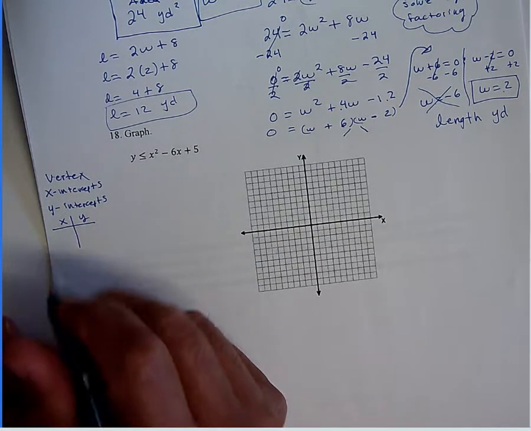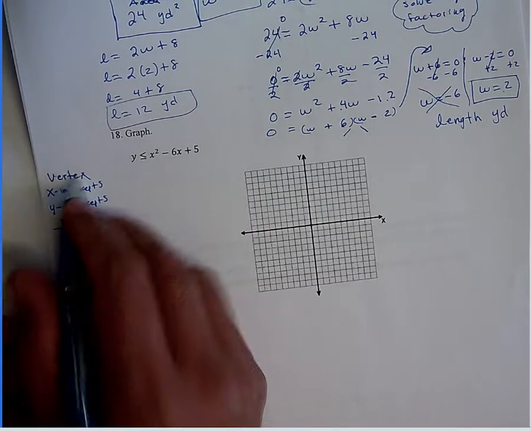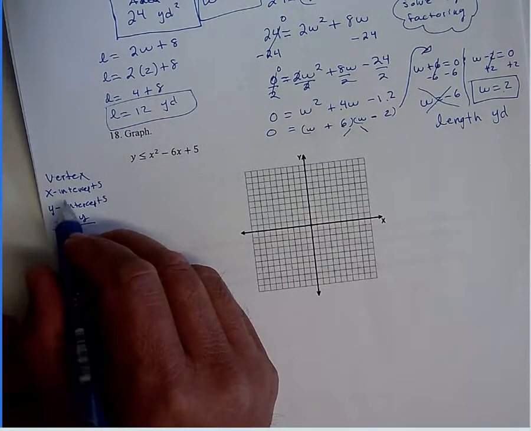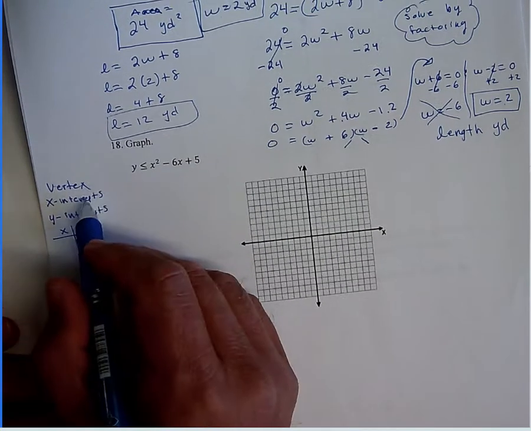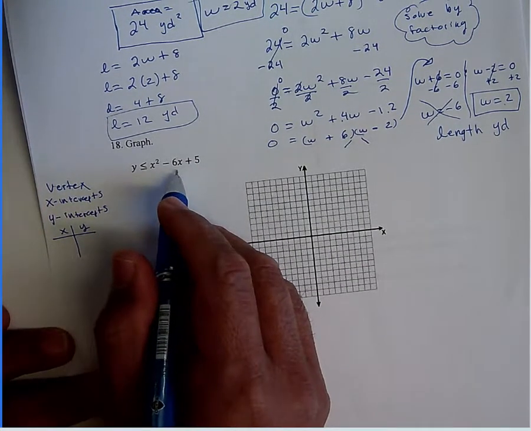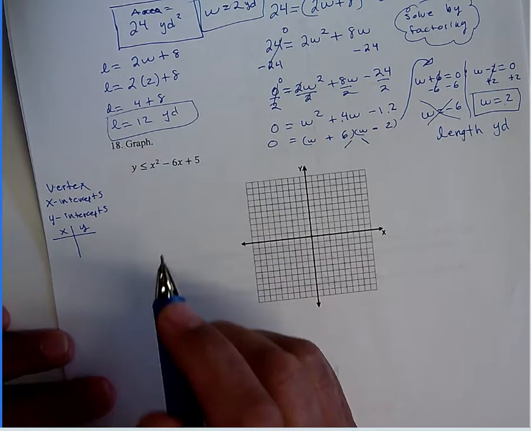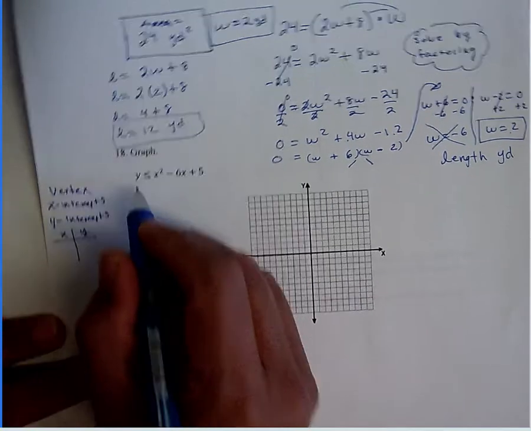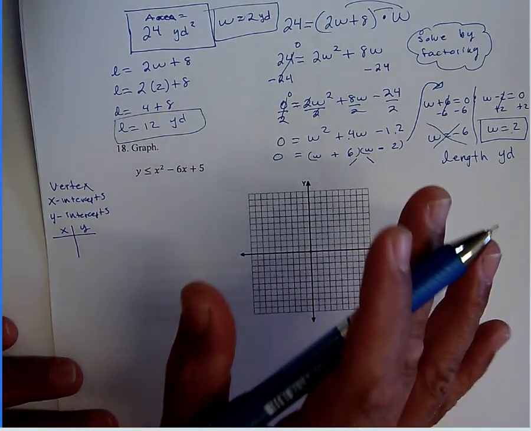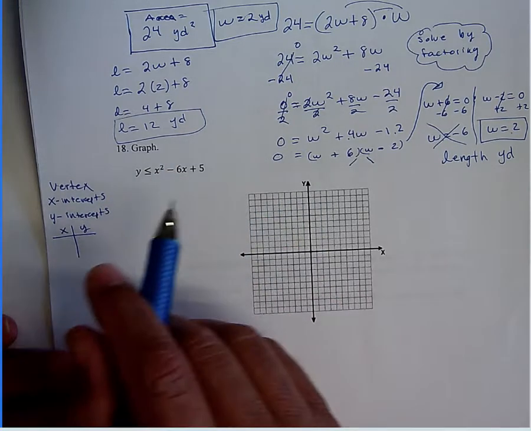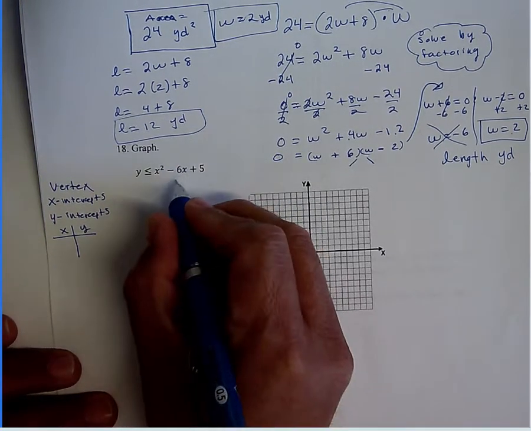I'm gonna use the vertex, or I can find the x-intercepts. You can find the x-intercept by factoring this. So let's do that. I know it's an inequality, but you think of it as an equation, and then at the end we can find the answer. So first thing is to factor.